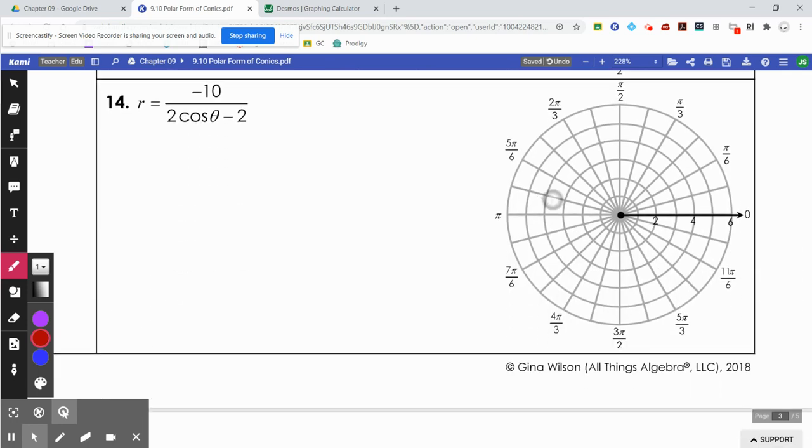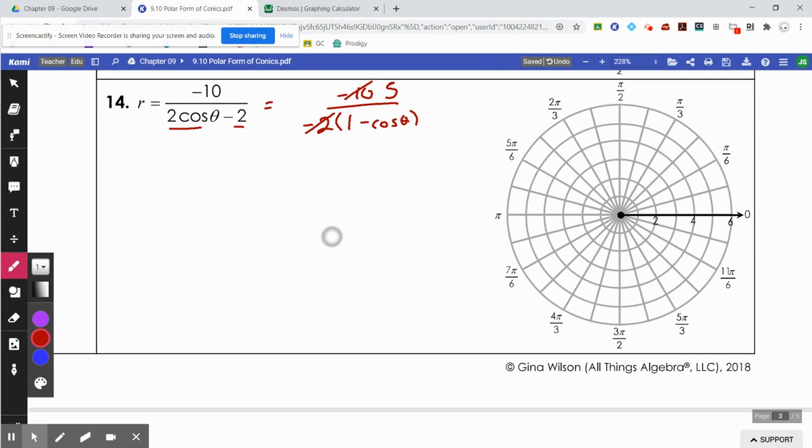Okay, number 14. First off, let's factor the 2 out of the bottom. Gives you negative 10 over, and we got a problem again. The cosine is listed first, so we're actually going to have to factor a negative 2 out so we can flip-flop those. So factoring out a negative switches these, and then you'll have a 1 minus cosine theta. Negative 2 and negative 10 cancel, leaving you with 5. So 5 over 1 minus cosine theta.